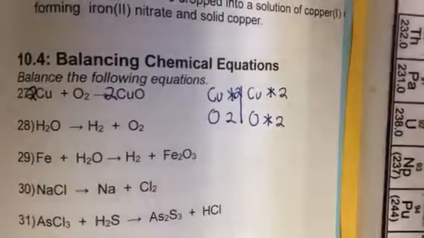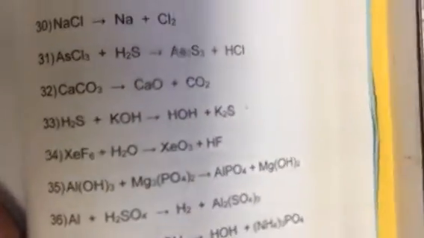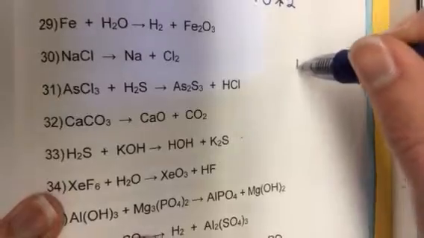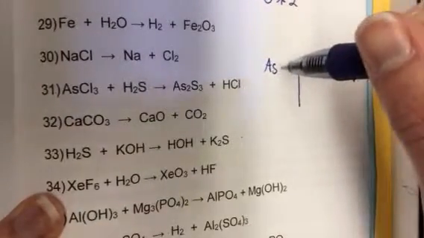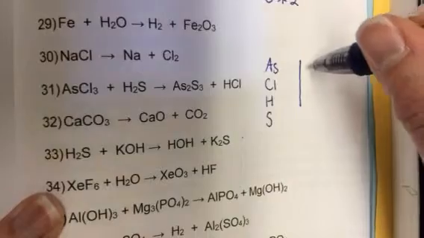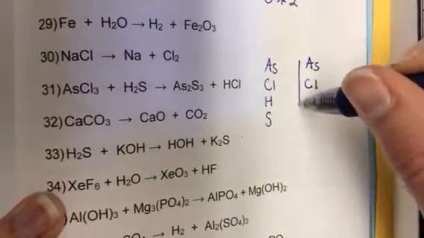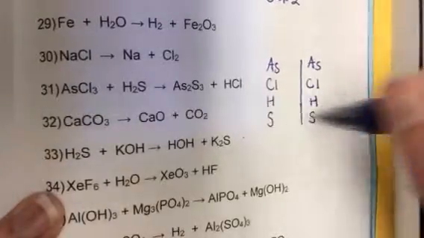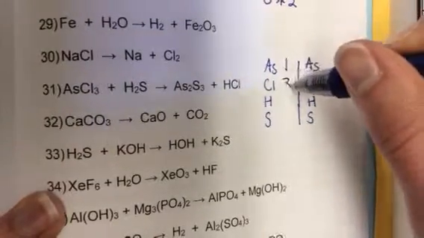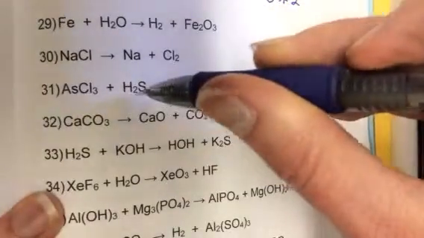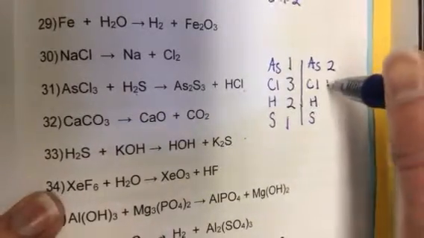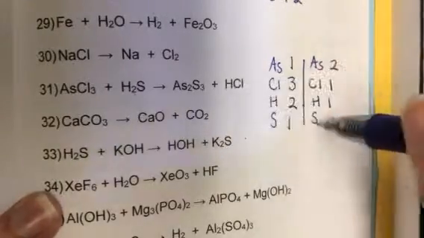Now I want to show you 1 or 2 more. So I'm going to go down to number 31 right here. It's a little bit more challenging. So number 31, I'm going to draw the chart again. I have As, which is arsenic. I have chlorine, hydrogen, and sulfur. And then I'm going to write those in the same order. It's a lot easier if you write these in the same order on each side of the table, because then it's easier to compare what you have. On this side I have 1 arsenic, 3 chlorine, 2 hydrogen, there's a 2 right there, and 1 sulfur. On this side I have 2 arsenic, 1 chlorine, 1 hydrogen, and 3 sulfur.